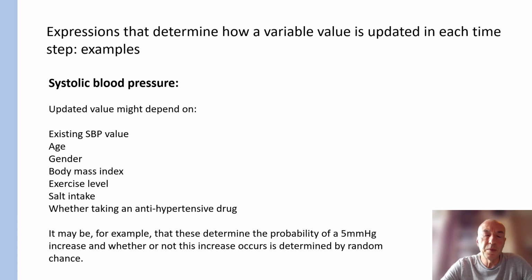So the next example is that we might have a variable which represents the person's systolic blood pressure. The updated value might depend, for example, on their existing systolic blood pressure value, their age, their gender, their body mass index, the level of exercise they have, their salt intake, and whether they're on an antihypertensive drug. It may, for example, be that these determine the probability of a 5 millimeters of mercury increase, and whether or not this increase occurs is then determined by sampling from a random distribution.